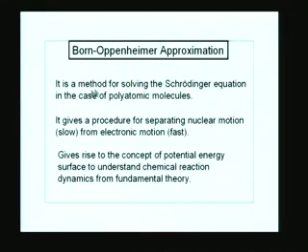The Born-Oppenheimer is a method for solving the Schrodinger equation in the case of polyatomic molecules. Let me explain the mathematical procedures in a few minutes. The procedure gives a method for separating nuclear motion from the electronic motion.